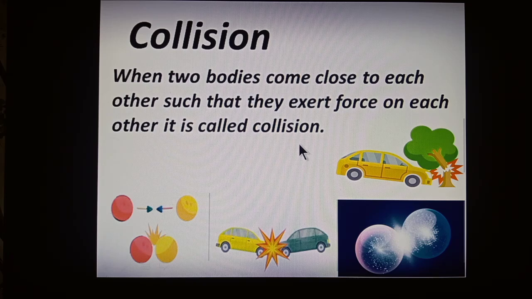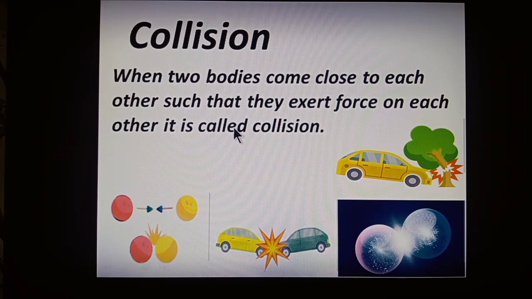It is called collision. So, for collisions, it is not necessary that the bodies should touch physically. What is necessary? It is that they should exert force on each other. For example, when similar poles of a magnet are brought close to each other, they repel each other without touching. So that is also an example of collision.